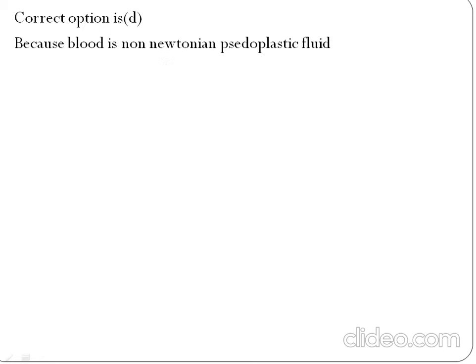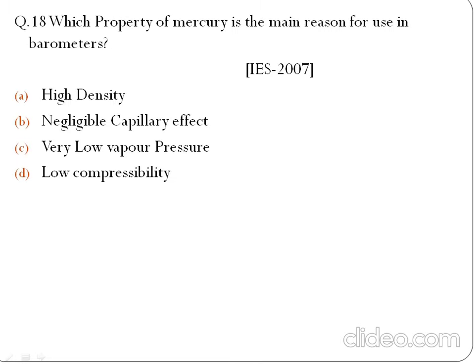Question 18. Which property of mercury is the main reason for its use in a barometer? Option A high density, option B negligible capillary effect, option C very low vapor pressure, option D low compressibility. So the correct option is C, very low vapor pressure.